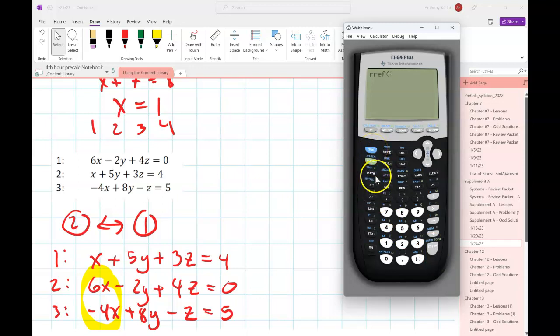And I'm going to do that to the matrix A that we just created. So I'm going to go back to the matrix menu. So second and then matrix. Select from the Names tab, matrix A, close my parenthesis, and press enter.